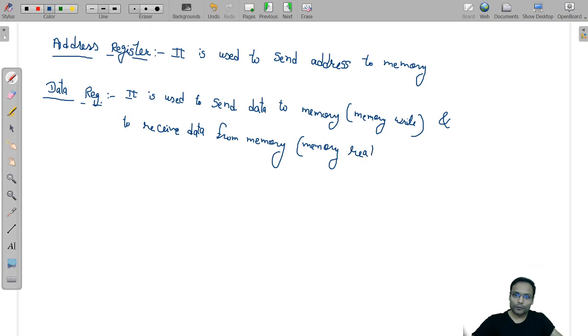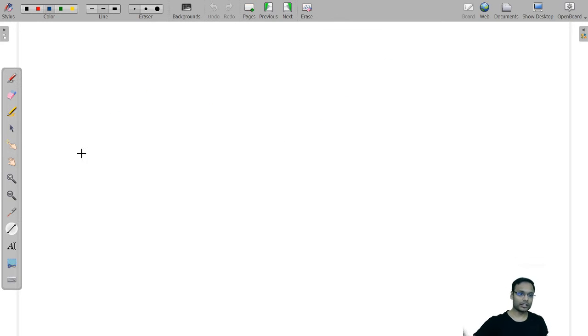Now I'll explain. First I have given you the definition. You will not understand much about it yet, but let me clarify every single thing with some more explanation about memory access and how these two registers are used for the memory access. Just concentrate on this particular thing which I am going to explain here.